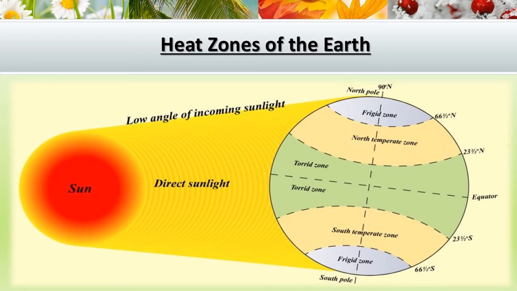The regions between the torrid zones and the cold zones have mild climate, which is neither too hot nor very cold. These zones are called the temperate zones. Both these zones have temperate climate. So we can say that the climate of a place depends on its distance from the equator.